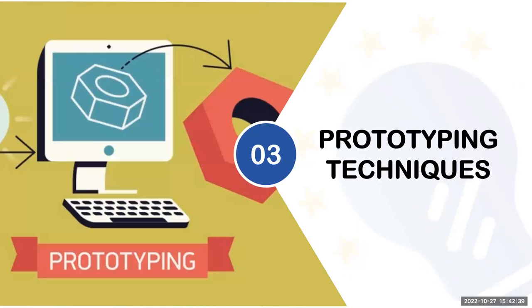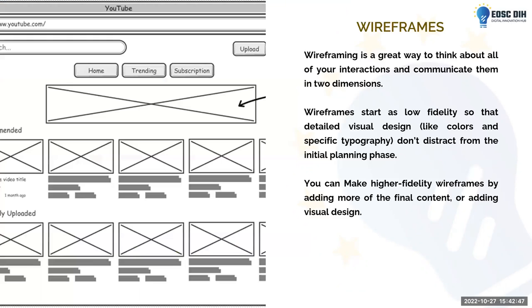Well, moving to the more interesting aspects, the prototyping techniques. So different types of ways you can build a prototype, right? So I want to get this one out of the way, which is wireframes. They're not exactly a prototype, because it's often confused with the term prototypes, but it's a great way to think about your interactions and communicate in two dimensions, which sounds very similar to a prototype, but it's not exactly a prototype because you're not testing anything with wireframes.